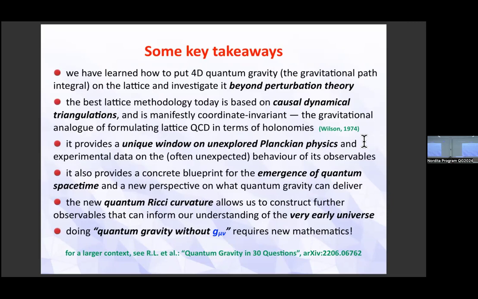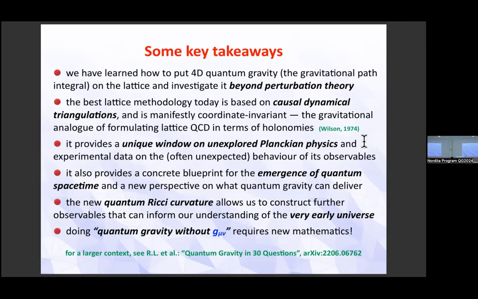So after quite some time, we have finally learned how to put four-dimensional quantum gravity, and that will mean the gravitational path integral, on the lattice correctly, and thereby investigate it beyond perturbation theory. So the best lattice methodology, up to this point, I would claim, is based on this specific method of causal dynamical triangulations. But that's a technical tool. It's a regularization. And importantly, it's manifestly coordinate or diffeomorphism invariant.